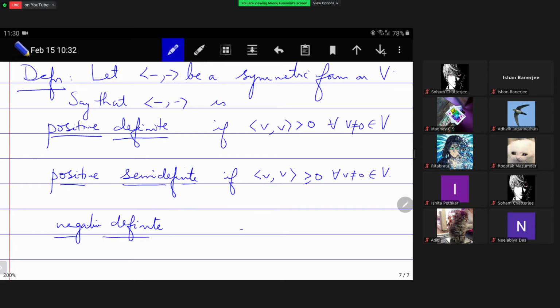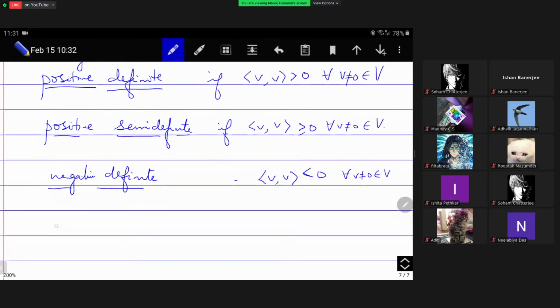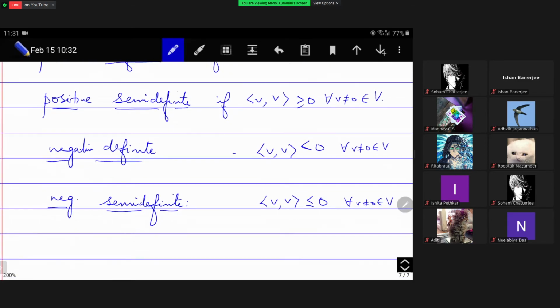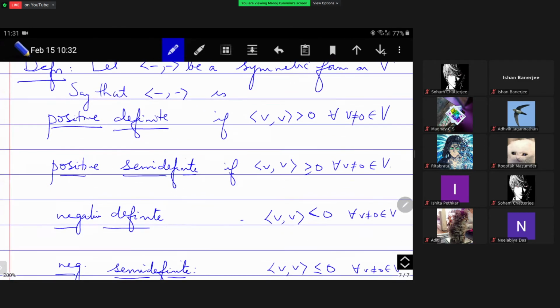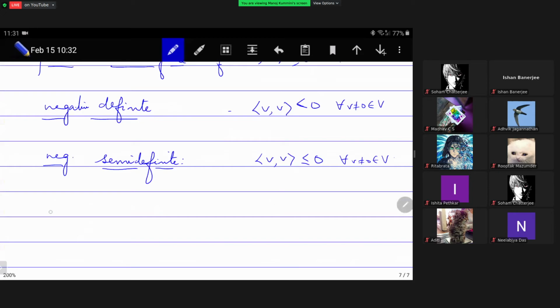Same condition, negative definite, and negative semi-definite if this is less than or equal to 0. And indefinite if it's none of the above.